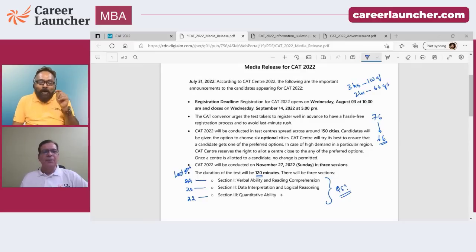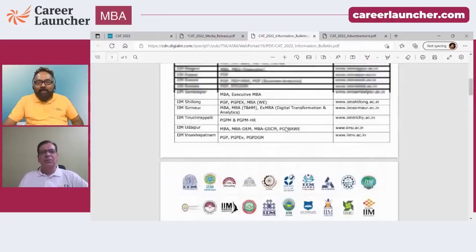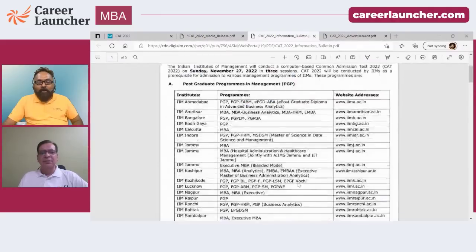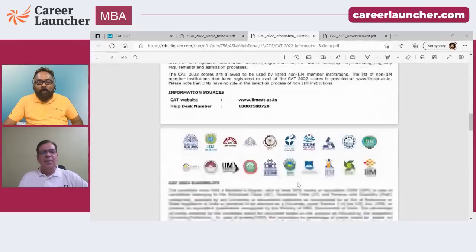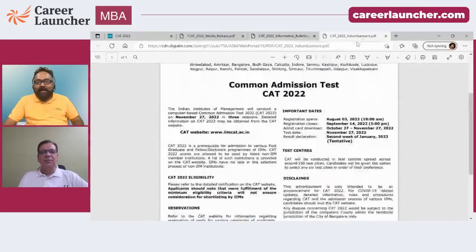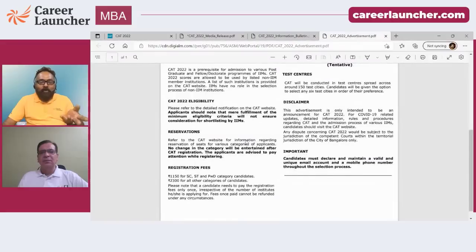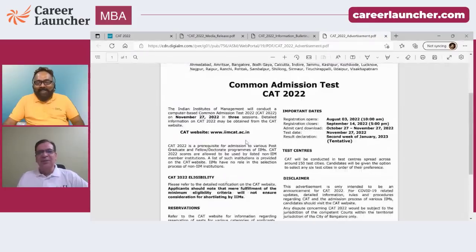I think one of the issues I believe they had last year was with respect to the 20 questions in DILR. So we still don't know whether they are going to change the number of questions or the total number of questions. I can't see it anywhere, and I have read everywhere. This is an information bulletin about which programs are automatically a part of the CAT. And this is an advertisement, which is also going to come tomorrow in the newspaper, probably today now.